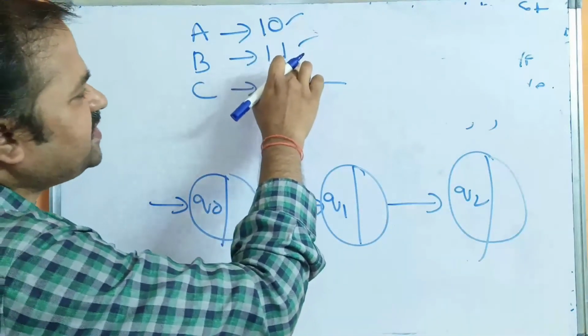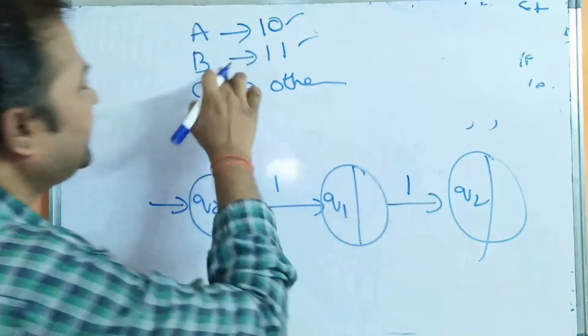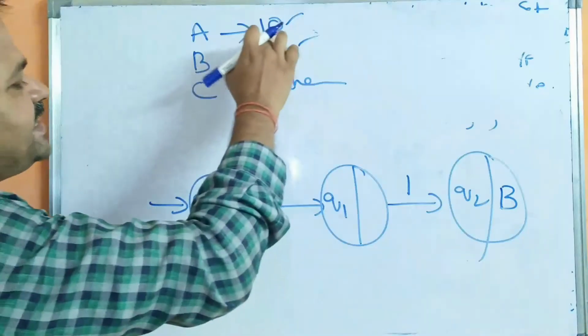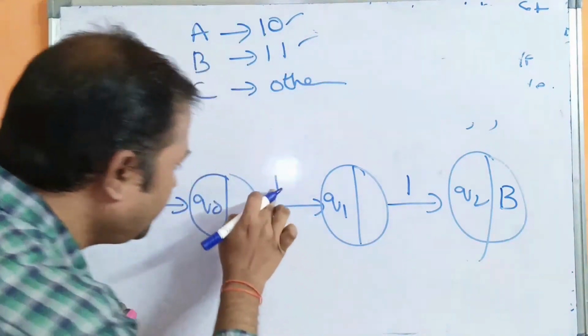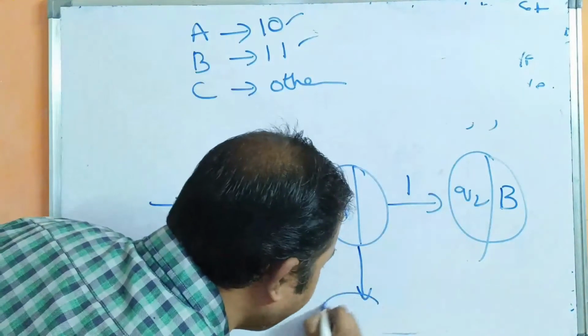If input ends with 11, then what is the output? B is the output. Whereas if the input ends with 10, then A is the output. So here we have 1. Let us take one more state here. Let the next state be Q4.